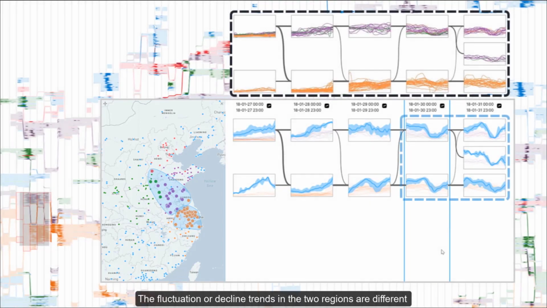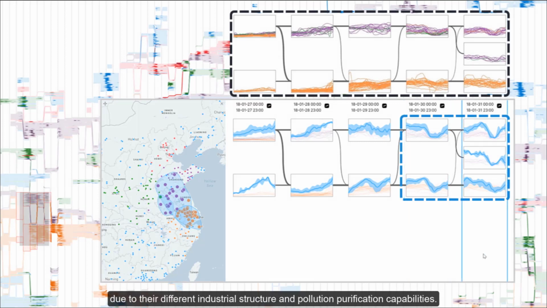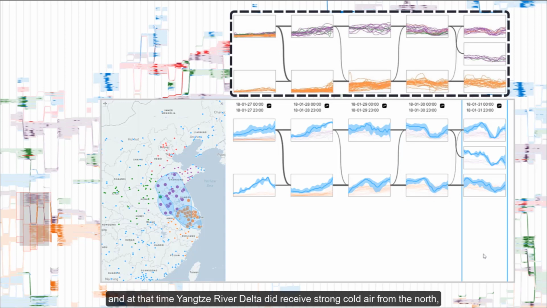The fluctuation or decline trends in the 2 regions are different, due to their different industrial structure and pollution purification capabilities. We consult historical weather data, and at that time Yangtze River Delta did receive strong cold air from the north, which caused blizzards and brought massive air pollutants.